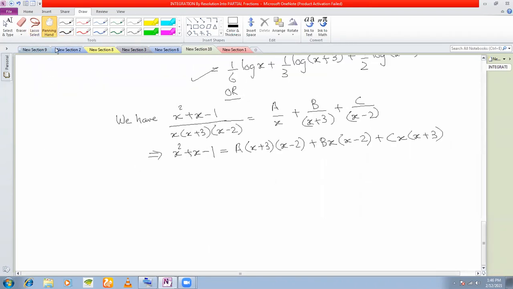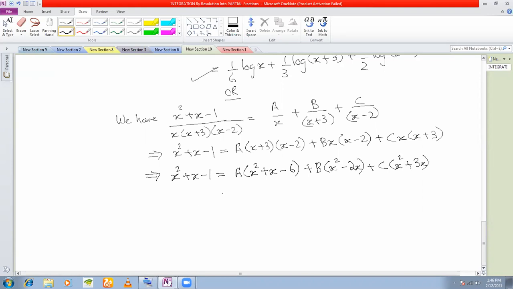And now after this, in the previous method, I had taken various values of x to get the values of a, b, and c. But this time I will not take various values of x. I will multiply everything on the right hand side. If you multiply this, you will get x square plus x minus 6. If you multiply this, you get x square minus 2x. And if you multiply this, you get x square plus 3x, right?